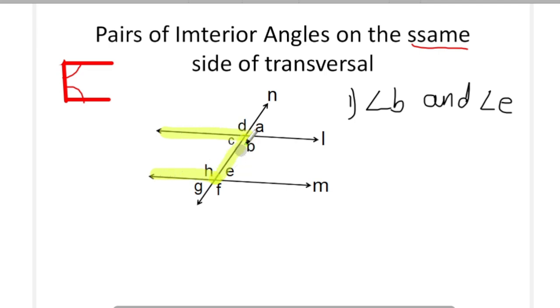Here also we can form the shape of the letter C. Okay, see this angle, angle C, and angle H. Okay, angle C and angle H. So these two angles are a pair of interior angles. Okay, the second pair of interior angles is angle C and angle H. I have shown it with red color. Okay, so here we can see we have two pairs of interior angles.